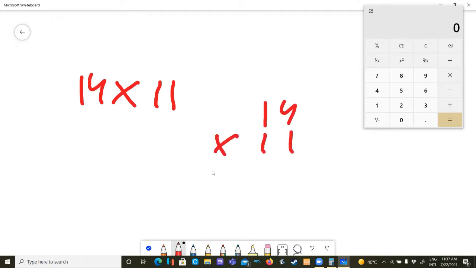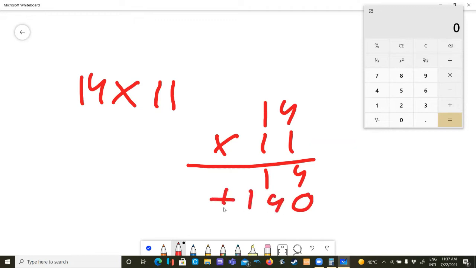14 multiplied by 11. We multiply first by the units digit, 1 into 4, 4, 1 into 1, 1. Then we multiply by the tens digit. So first we put 0, then 1 into 4, 4, 1 into 1, 1. Adding, we get 4 plus 0, 4, 1 plus 4, 5, and 1, 154.